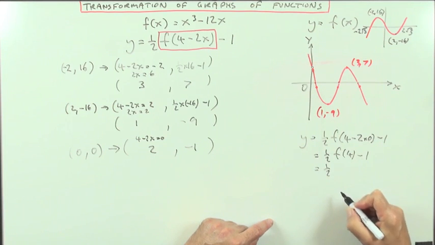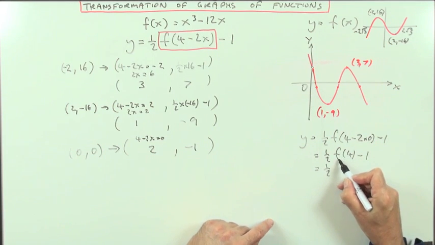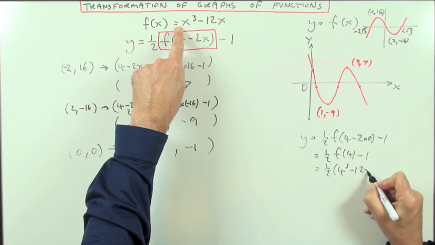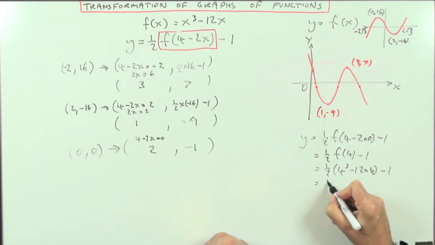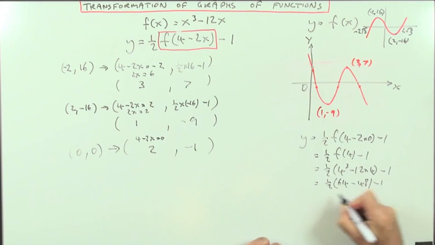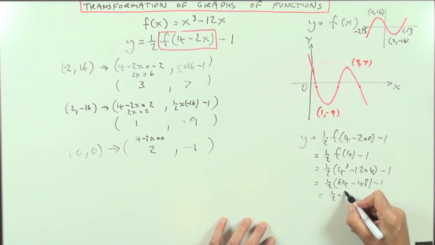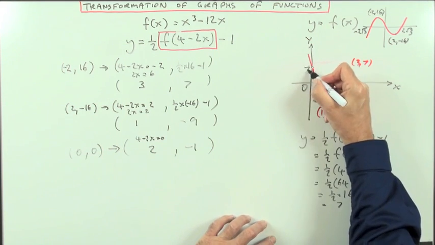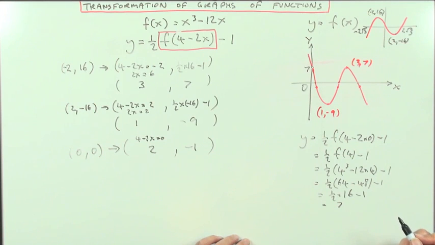So that's half of, put 4 into the original function, and that will be 4 cubed minus 12 times 4, minus 1. So that's half of 64 minus 48, minus 1, so that's going to be half of 16, minus 1, so that's 8 minus 1, which is 7. So I know the new graph will cut at 7.